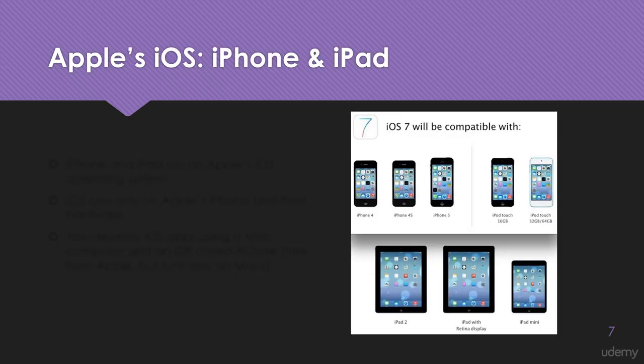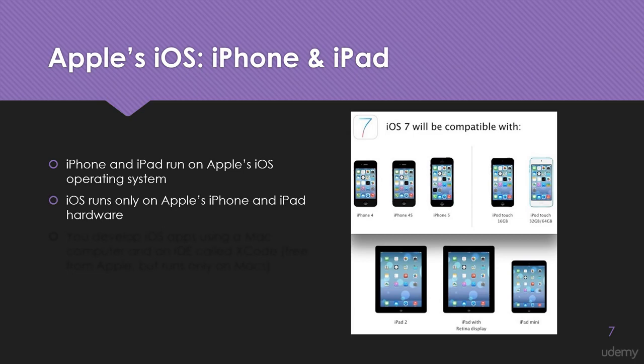So if you're building an app, where do you build it on? First of all, there's two major platforms. We'll talk about the first one, which is Apple's iOS, which runs on iPhone and iPad. You might have heard about the iPhone and iPad devices, but they run on this operating system called iOS from Apple. And iOS only runs on Apple's hardware.